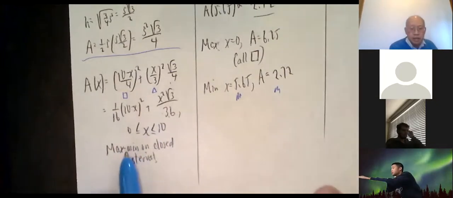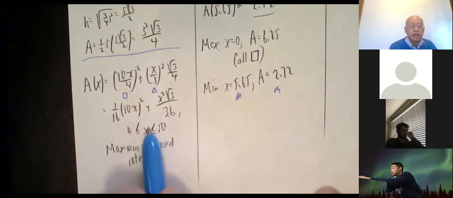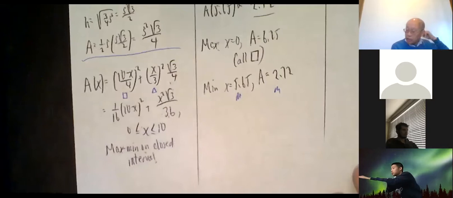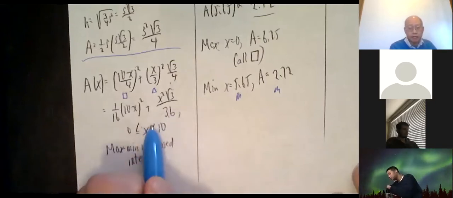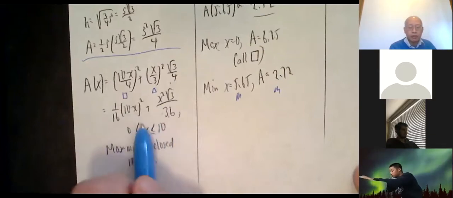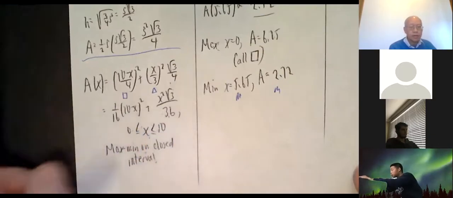Okay, so I'm trying to maximize and minimize this quantity on a closed interval. This is a continuous function. So this is section 1, right? So that means I don't have to do the second derivative. First derivative is good enough. Okay, I do have to plug in the endpoints, 0 and 10.